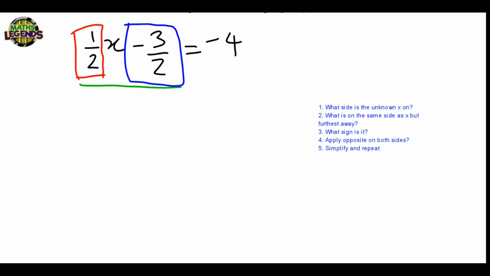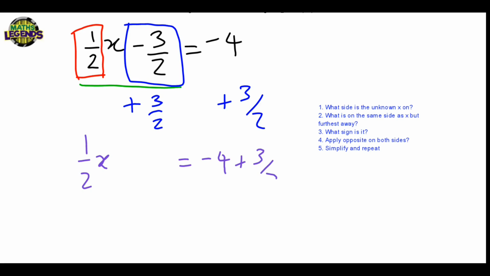So then we ask, what sign is it? Well, it's a minus sign, and we're asked to apply the opposite on both sides. So we have to do plus 3/2 and plus 3/2. Then we simplify, and we get 1/2 x minus 3/2 plus 3/2 cancels, equals underneath each other, and then we have minus 4 plus 3/2.